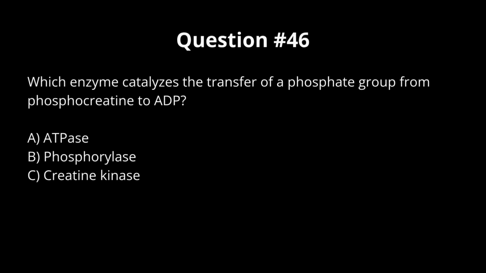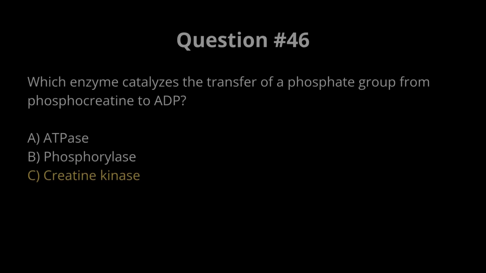Question number 46. Which enzyme catalyzes the transfer of a phosphate group from phosphocreatine to ADP? A. ATPase. B. Phosphorylase. C. Creatine kinase. The correct answer is C. Creatine kinase rapidly regenerates ATP from ADP using phosphocreatine.